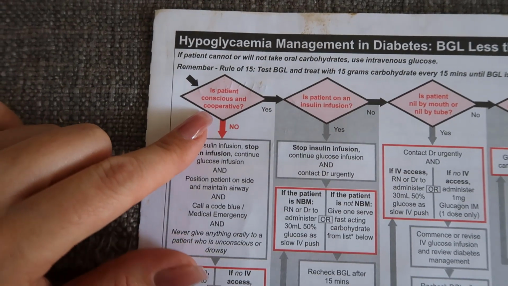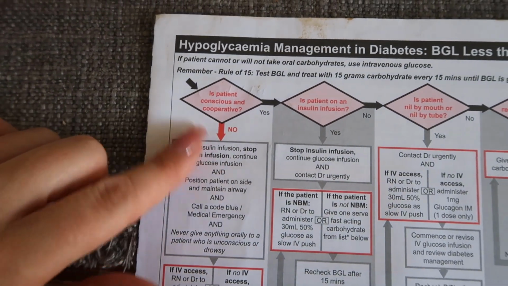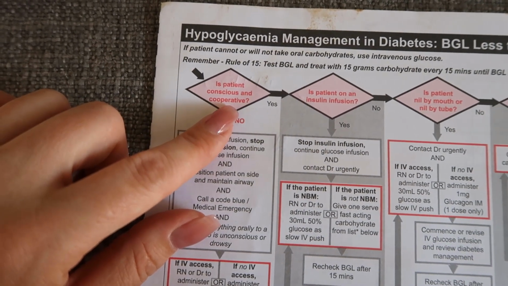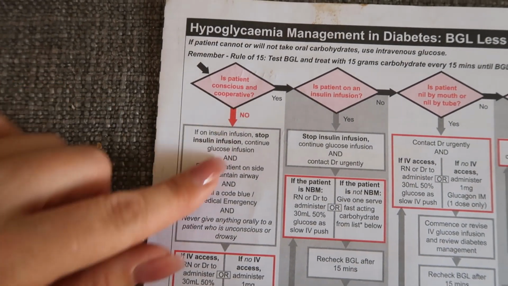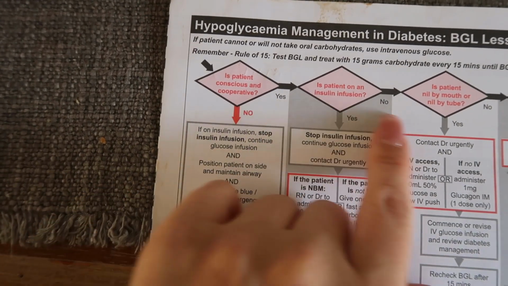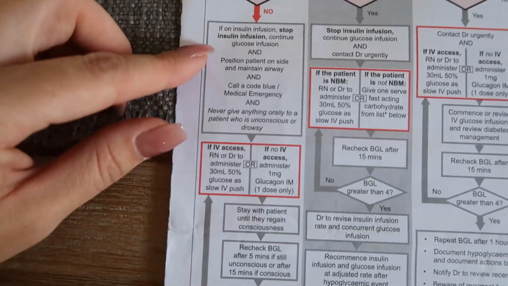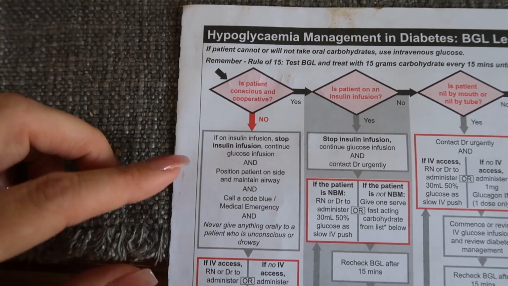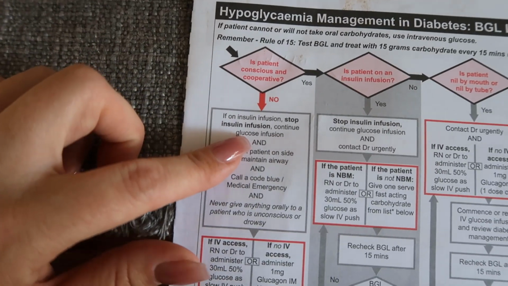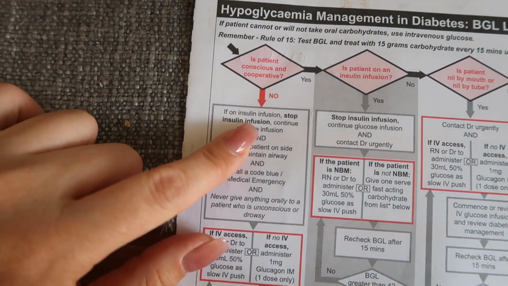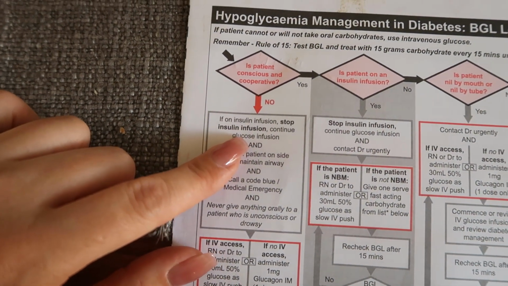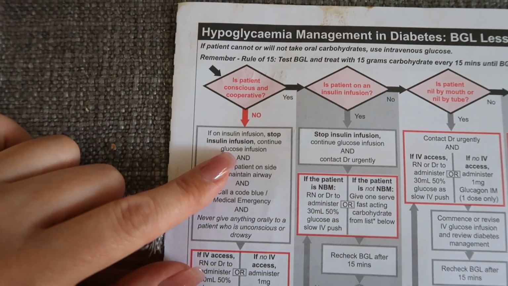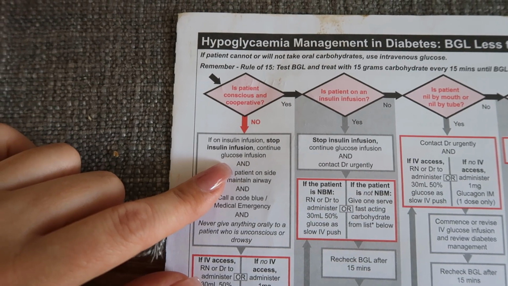It tells you here, by answering the questions, to follow the actions appropriate to it. Is the patient conscious and cooperative? If no, you go down here. If yes, you proceed to the next question. So let's say the patient is not alert, is not cooperating with us. So no. If the patient is on an insulin infusion, stop the infusion, because what insulin does is bring your sugars down, and if the patient is already below 4, we don't want it to drop even more.